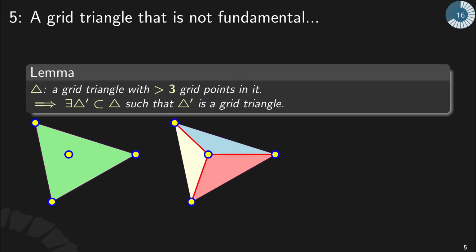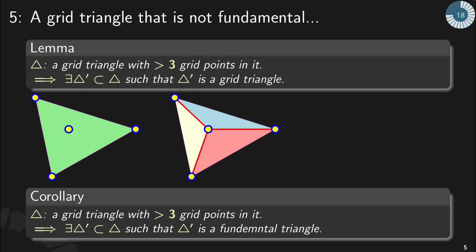Because if you have a grid triangle, right? So the 3 vertices are grid points, and there's some grid point inside. If it's in the interior, you can just partition the triangle into 3 triangles. So the 3 triangles are grid triangles, and the claim holds. The other possibility is that the fourth point is on the edge of the grid triangle, but then you can partition the triangle into 2 sub-triangles. Both of them are grid triangles. So this lemma holds.